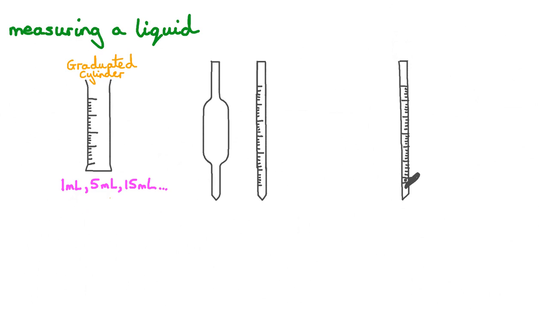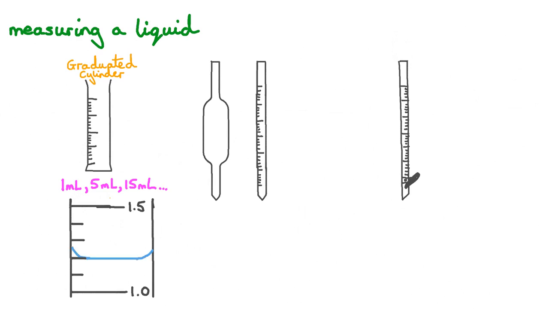Let's have a look at how we read the measurements. Here's a close-up of a measuring cylinder. Now let's add our liquid. How would we read this volume? The rule that we use is that we always read from the bottom of our meniscus.